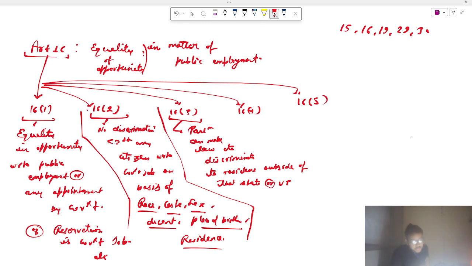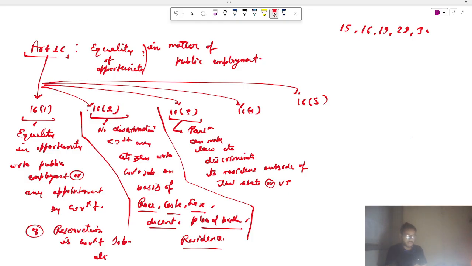So basically parliament, if let's say you are a citizen of Uttar Pradesh and a vacancy has arisen in MP, parliament can make a law stating that you can't apply for the vacancies which have arisen in MP, but it can be done only by law. Because you are not a citizen of MP, you can be discriminated against by the parliamentary law.